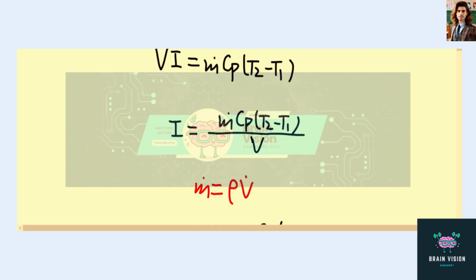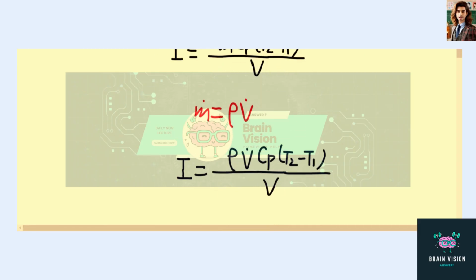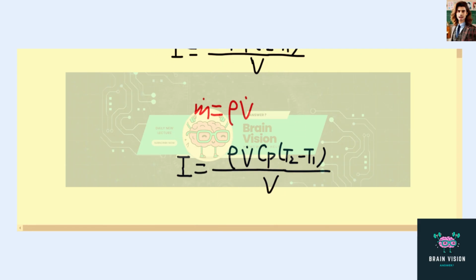So we know the mass flow rate, which is M dot here, can be equal to rho times V dot. Rho is the density of the water, and V dot is the volume flow rate of the water. So now we can plug it back into the equation. We have I is equal to rho times V dot times Cp, and then times T2 minus T1 over V.